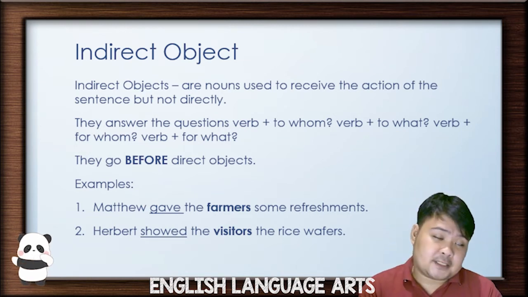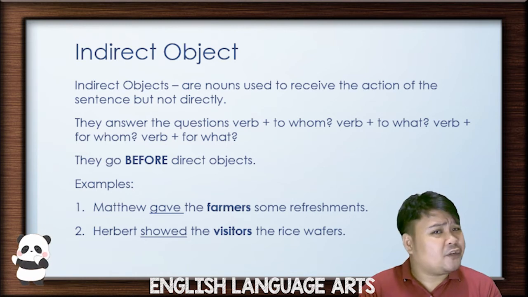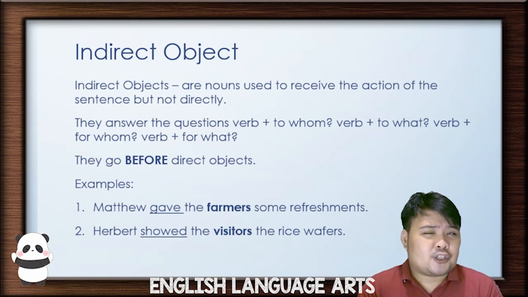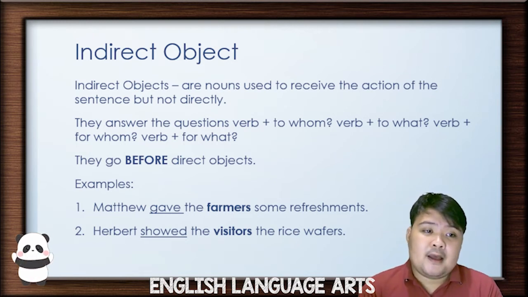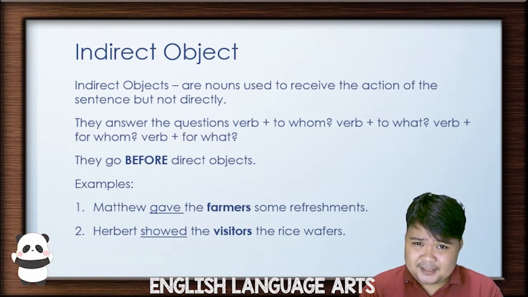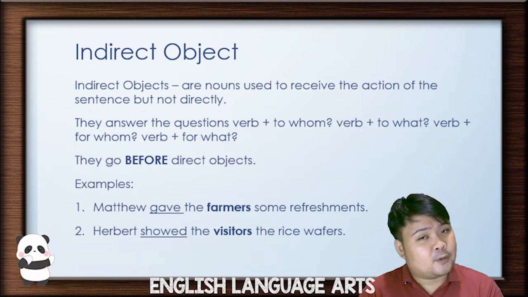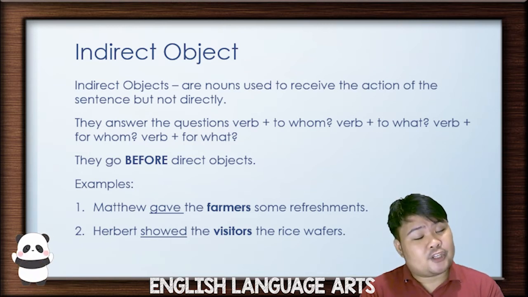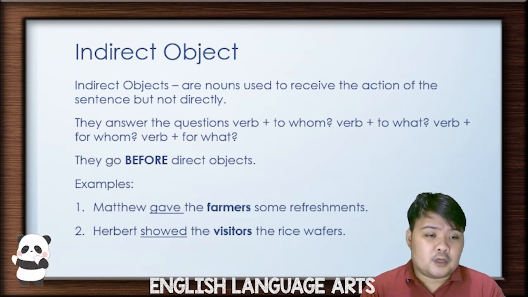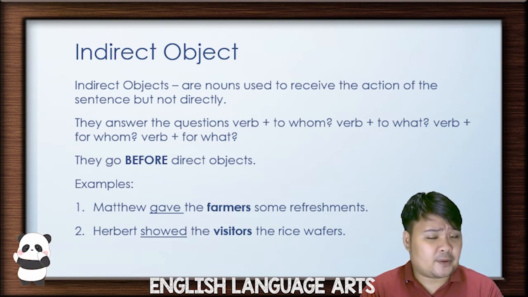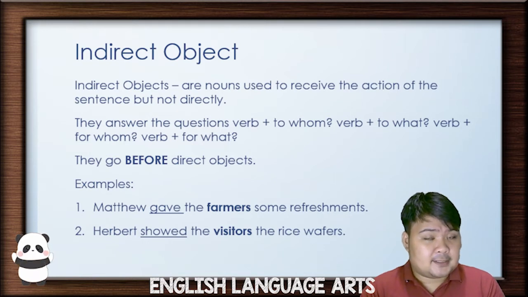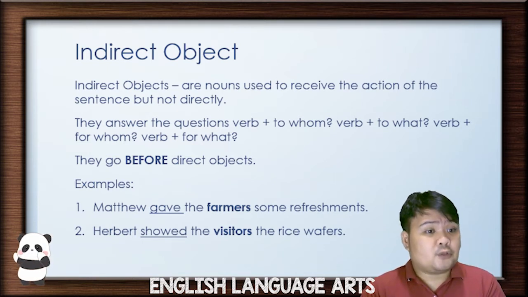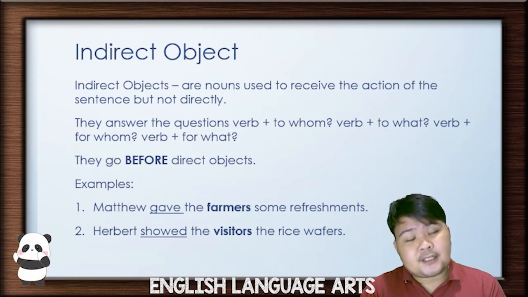IO comes first before your DO. Indirect first before direct. Now, how do you find your indirect object? They answer the questions to whom, to what, for whom, for what. Take example number 1. Matthew gave the farmer some refreshments. Gave what? Refreshments. To whom? There, in bold, farmers. Farmers is your IO. 2. Herbert showed the visitors the rice wafers. Showed what? The wafers. Right? Who did he show it to? He showed it to visitors. Visitors is your IO.